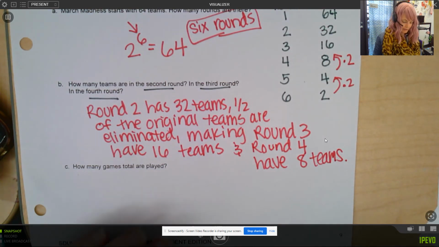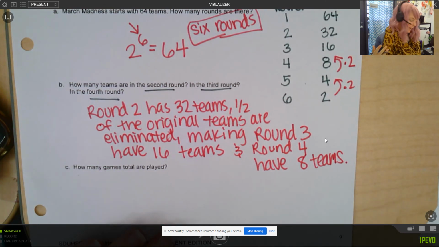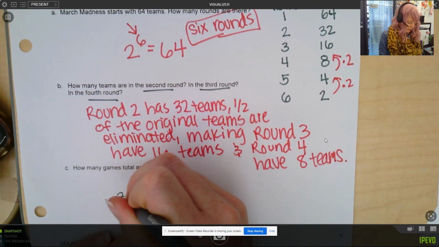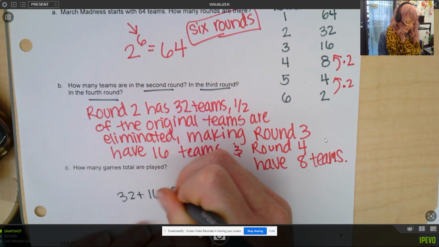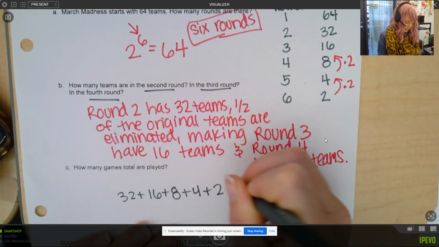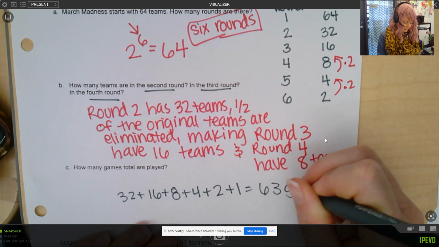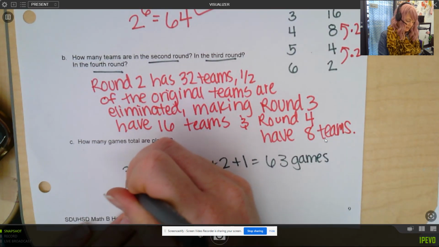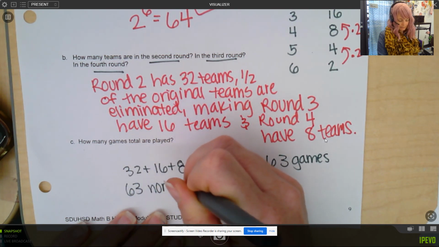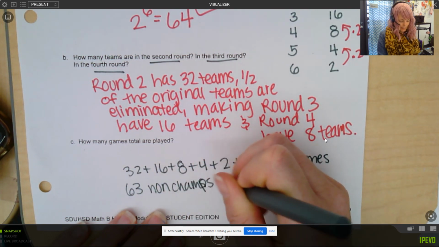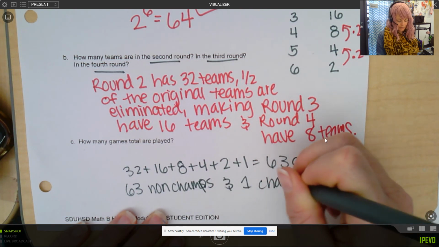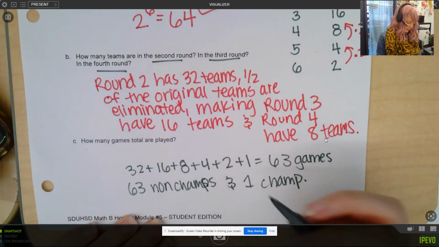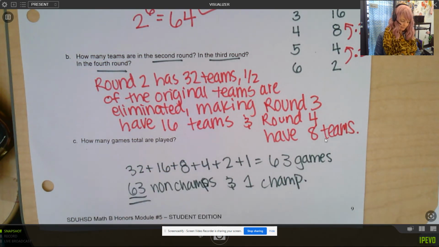Okay. So how many total games are played? Well, there's a couple ways you can do that. You can think about the number of teams that are playing. Half of that is the number of games. So you can think about 32 plus 16 plus 8 plus 4 plus 2 plus 1 is 63 games. Or what you can think about is that because there's 63 non-champs and 1 champ, there has to be 63 losers, right? So that means that there are 63 games.